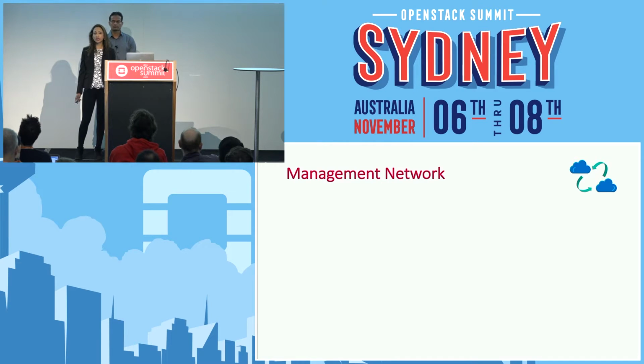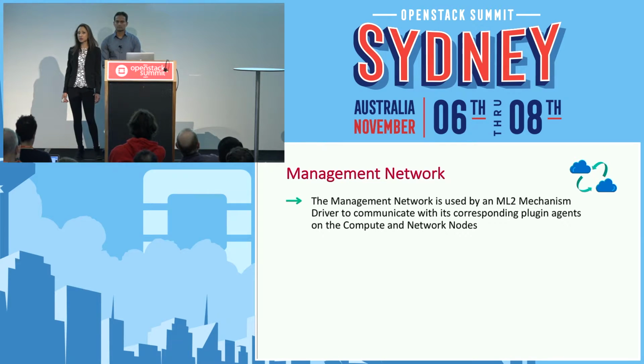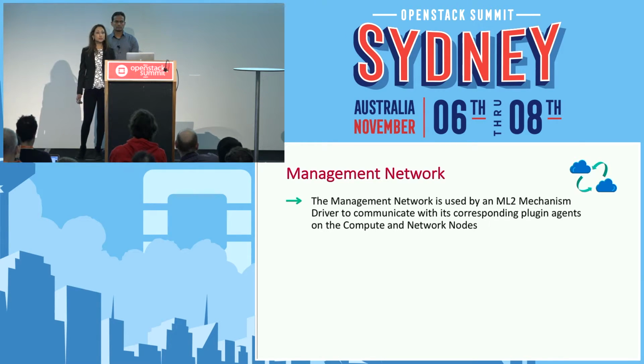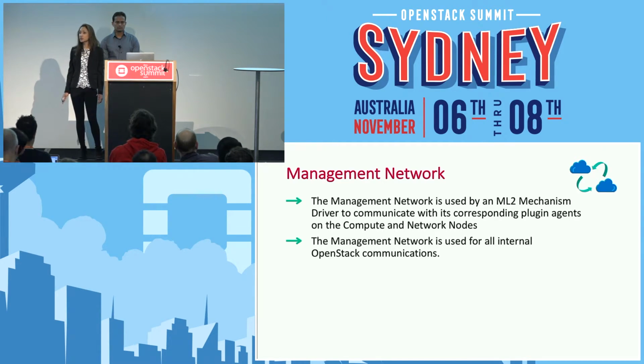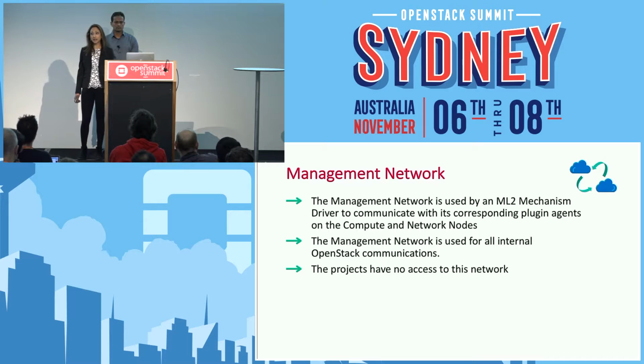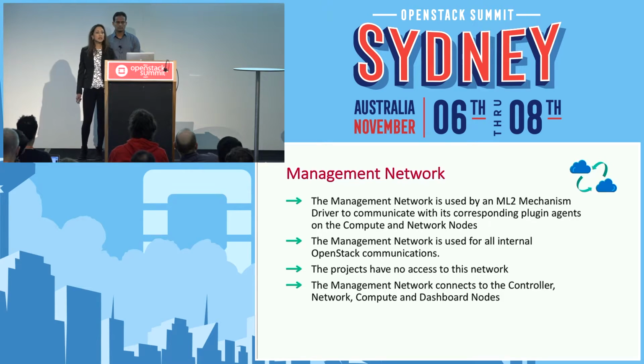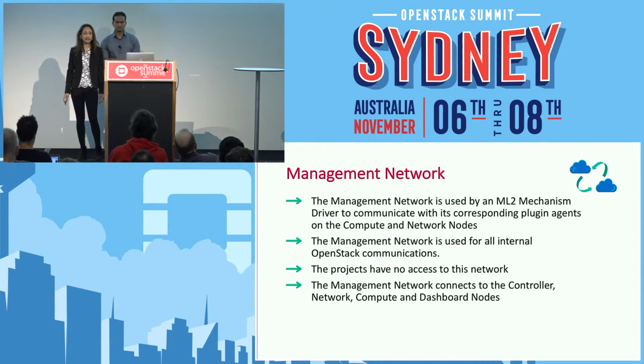So we move on to talking now about the management network. The management network is used by an ML2 mechanism driver to communicate with its corresponding plugin agents that are running at the compute and network nodes. The management network is used for all of OpenStack's internal communications. And as a result, the projects have no access to this network. The management network connects the controller, network, compute, and dashboard nodes.